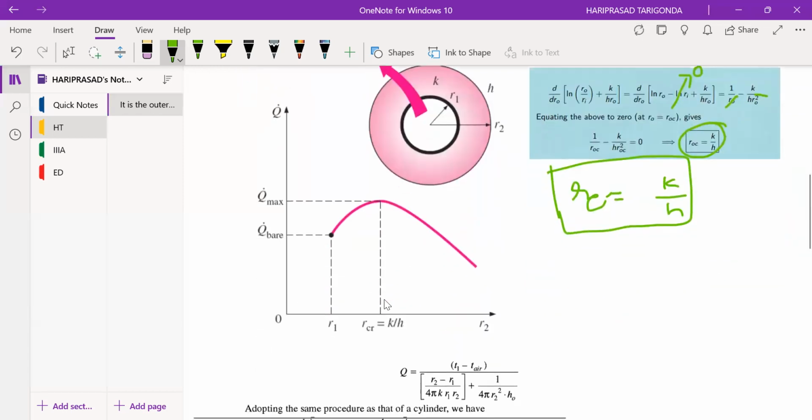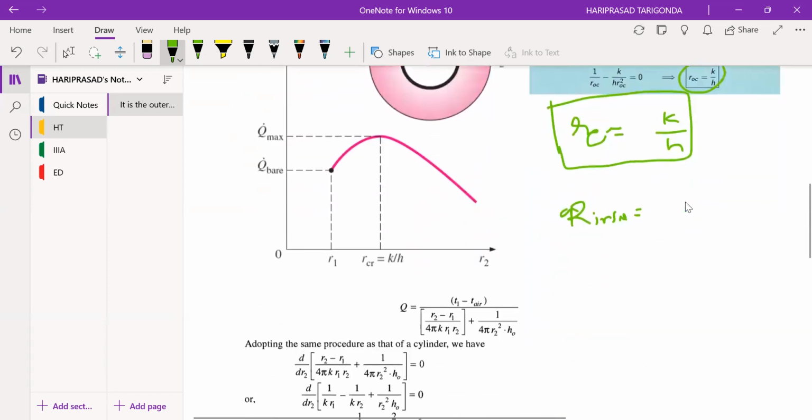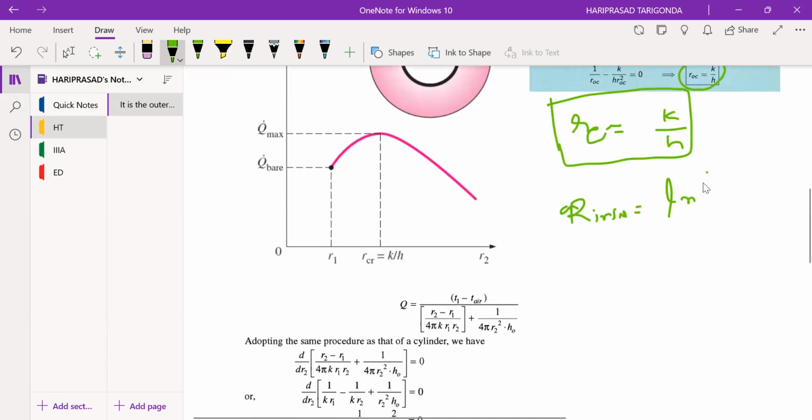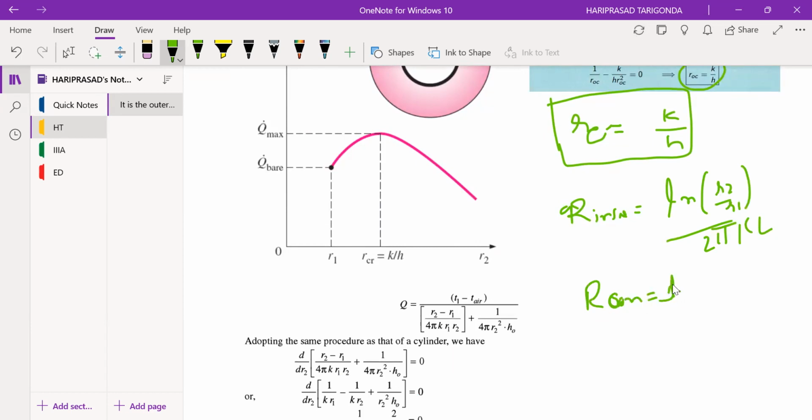So if you see now, when you keep on providing insulation, the resistance offered by the insulation is given by the formula. R insulation is equal to ln of R2 by R1 divided by 2 pi KL. This is the resistance formula. Next one is the R convection formula, which will be 1 by hA, that is, 1 by 2 pi R2 L.